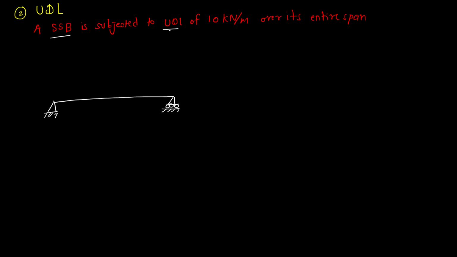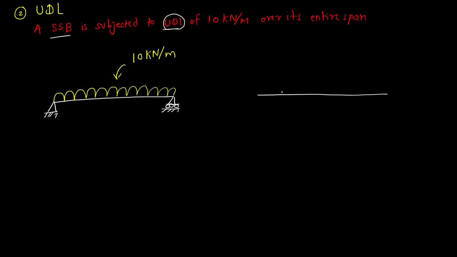Now it is subjected to UDL. This UDL we have to draw like this. And what is the intensity? The intensity is 10 kilonewton per meter. Now there is one more way to draw this UDL, and it is like this. So this is a simply supported beam. We can also draw it like this.